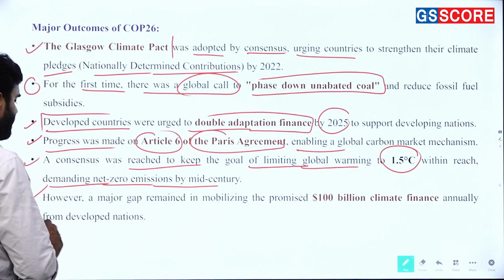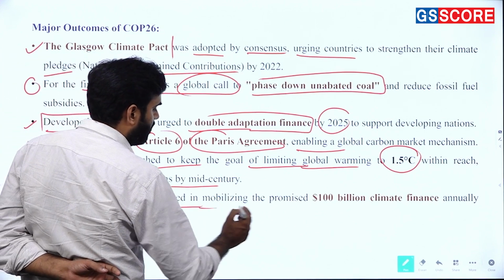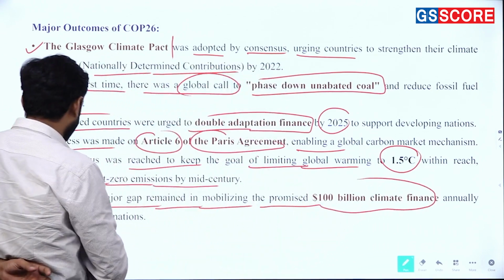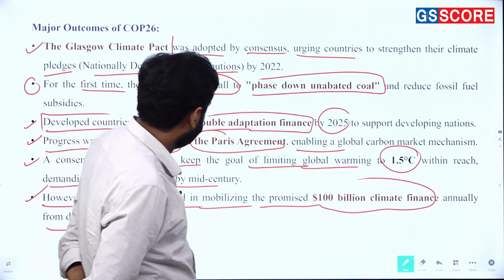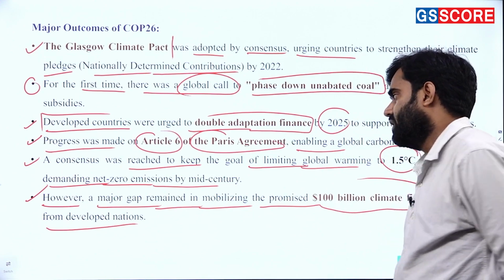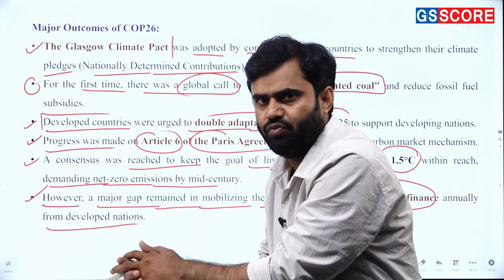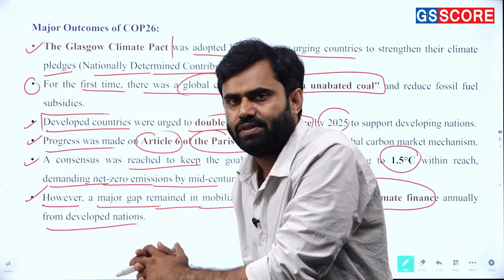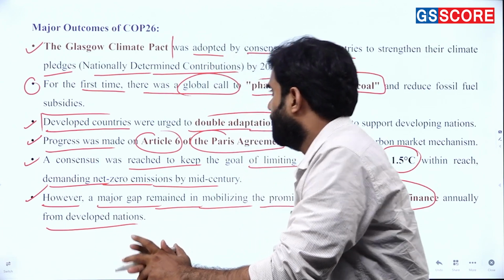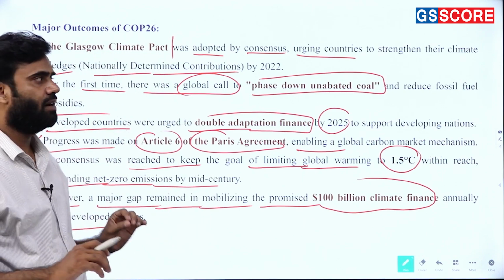In the last line, I finished my words from "however, a major gap remained in mobilizing the promised $100 billion climate finance annually from developed nations." So in the last line, I focused on the fund transfer which will come from the developed countries for the developing or least developing countries. Getting my point?